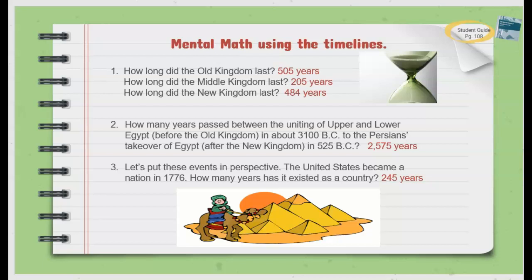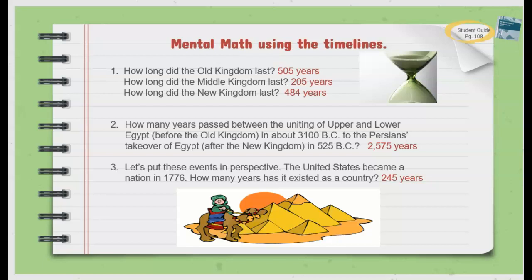How many years passed between the uniting of Upper and Lower Egypt? For the Old Kingdom, in about 3100 BC, to the Persians' takeover of Egypt after the New Kingdom in 525 BC, that was over 2,500 years. And again, this is on page 108 in your student guide.